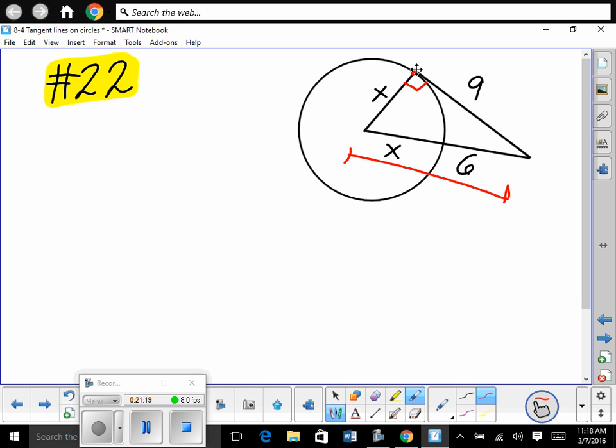This piece is 6. So wouldn't our hypotenuse be x plus 6? Now I had some people say that's 6x. That's x times 6, right? This is x plus 6. Can you combine x plus 6? No. So our hypotenuse is x plus 6.